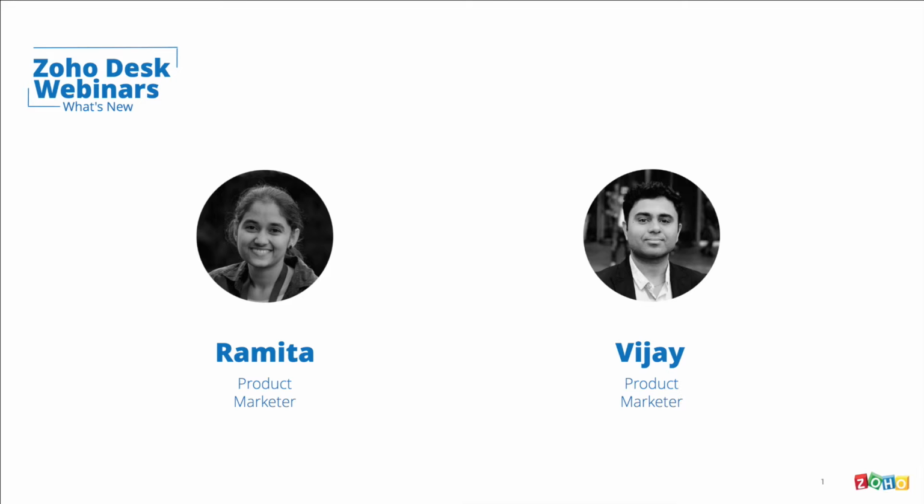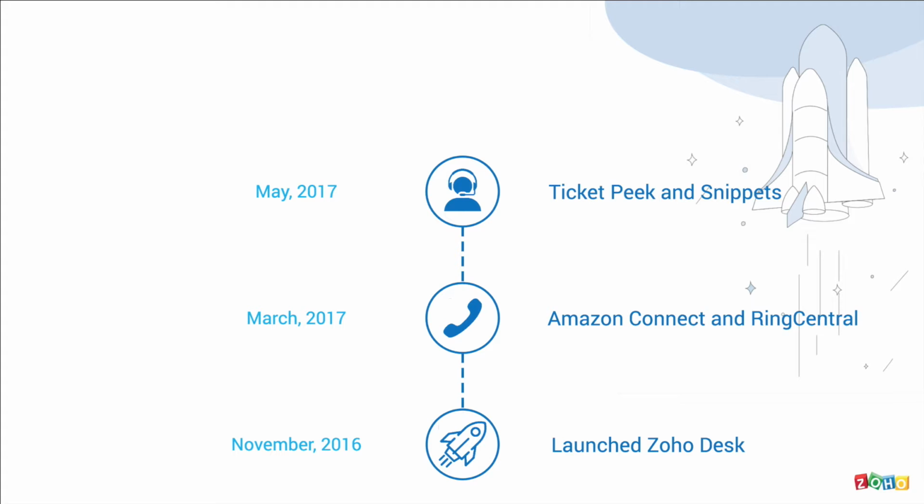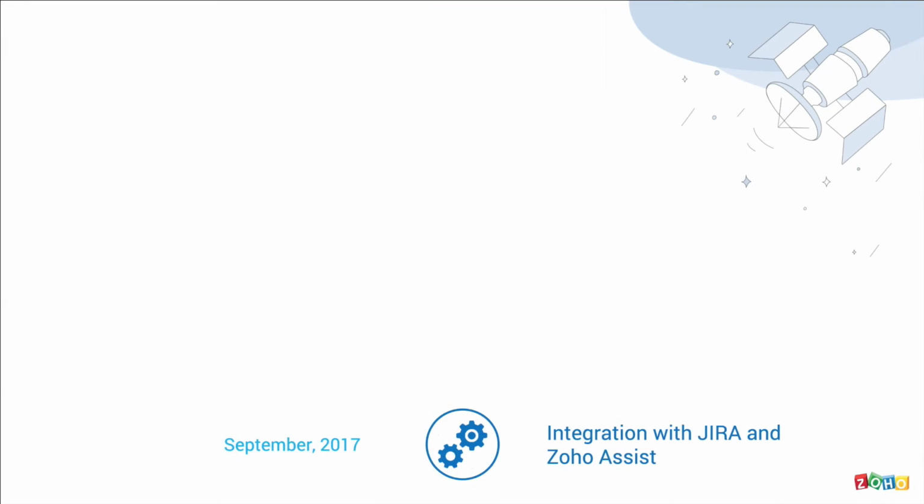Let me quickly pull up a timeline of Zoho Desk releases over the last year just so you know where we stand today. So here's the story. We launched Zoho Desk in November 2016, and over the following year, we announced quite a few integrations with cloud telephony players like Amazon Connect and RingCentral. Along the way, we also introduced a lot of features for both support agents and managers. Not to mention the progress we've had with integrations with other apps as well, like Zoho Reports, Jira, and Zoho Assist, just to name a few.